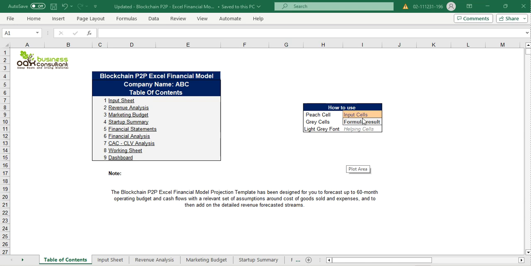Input cells means the user of this model can change the values themselves and then it will alternatively affect the corresponding model. Next up we have the gray cells which are the formula cells. Then we have the light gray font cells which are helping cells for other cells.